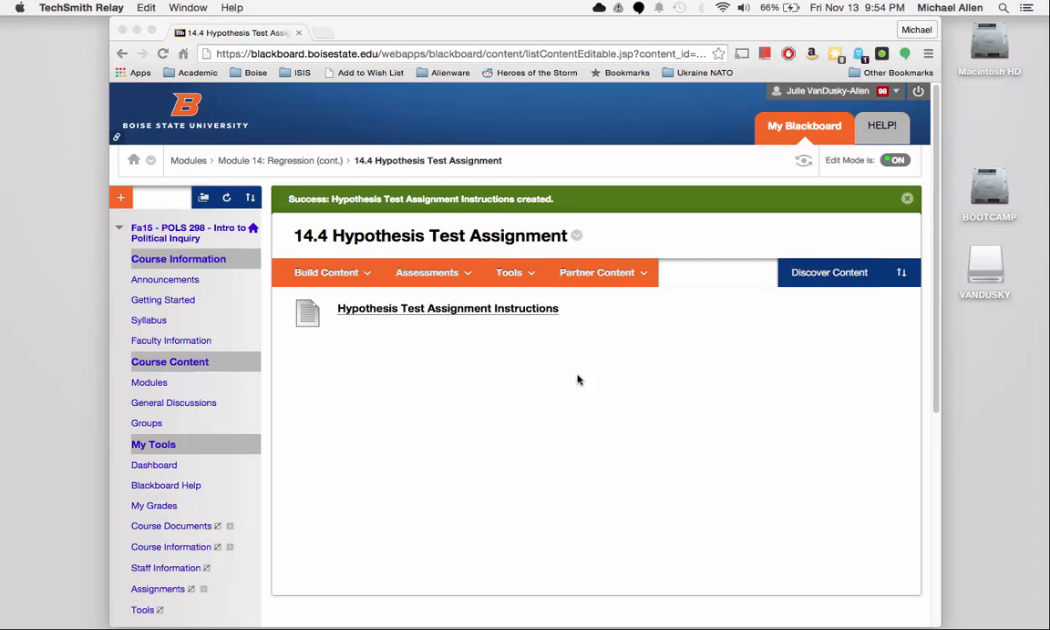Now, normally the next step in the hypothesis test process is to read and summarize the literature that identifies factors that influence your dependent variable. This is similar to what you did in your annotated bibliography assignment. However, since this is a short hypothesis test assignment, I'm going to have you skip that part.